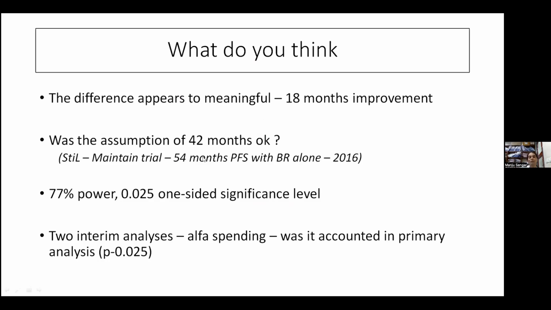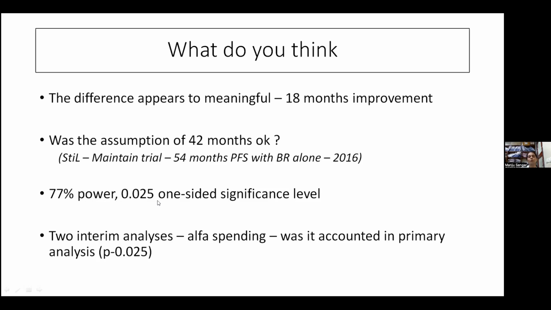However, 18 months looks quite good in terms of the numbers, but is the assumption of 42 months fine? Because in 2016, a study came in, which was a phase 2 trial, and in this, bendamustine rituximab showed a 54 months progression-free survival. And this is the time they actually added an interim analysis. So whether they needed to increase the sample size, given that the comparator arm is doing much better than their assumption. That wasn't done. The initial planned power was 80%. However, because they added an interim analysis, the power came down to 77%.